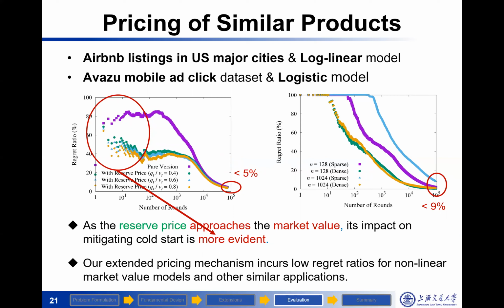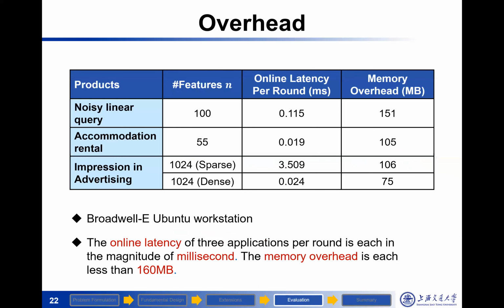We can see from the left figure that, as the reserve price approaches the market value, its impact on mitigating cold start is more evident. We can also see from the two figures that our extended pricing mechanism incurs low regret ratios for nonlinear market value models and other similar applications. We report the practical overhead on a Broadwell workstation. We can find that our pricing mechanism is quite efficient to be deployed online. The online latency of the three applications per round is each on the order of milliseconds. The memory overhead is each less than 160 megabytes.